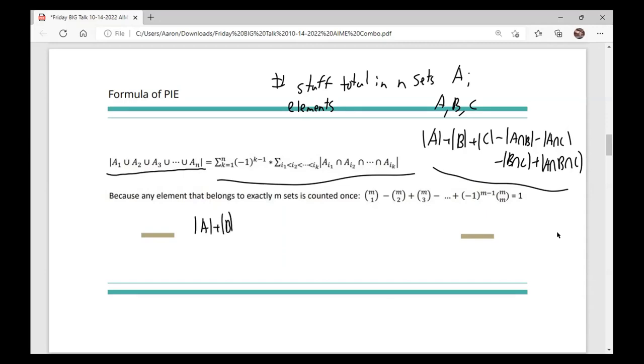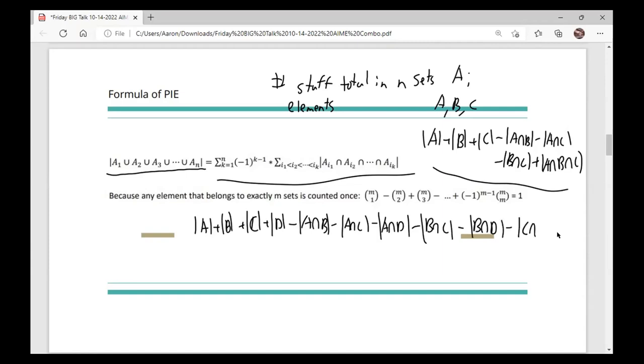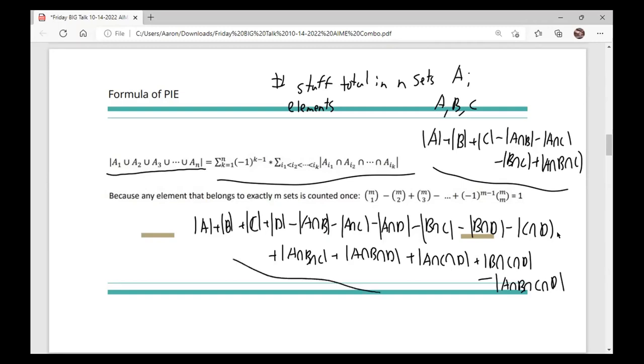A plus B plus C plus D minus A cap B minus A cap C minus A cap D minus B cap C minus B cap D minus C cap D plus A cap B cap C plus A cap B cap D plus A cap C cap D plus B cap C cap D minus A cap B cap C cap D. And so this long thing is just PIE for four sets, A union B union C union D. I guess this is probably slightly more intuitive to understand than what's written here, but this is true in general.